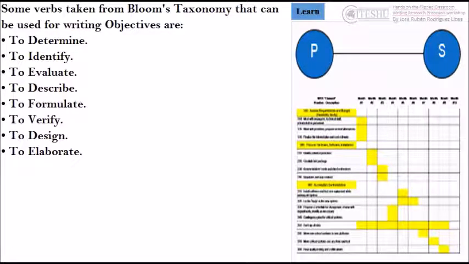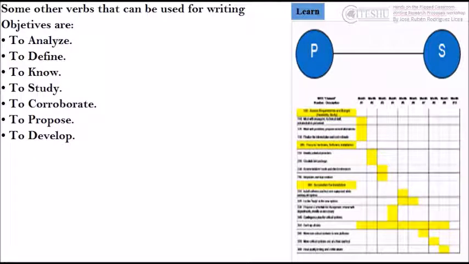Some verbs taken from Bloom's taxonomy that can be used for writing objectives are to determine, to identify, to evaluate, to describe, to formulate, to verify, to design, to elaborate. Some other verbs that can be used for writing objectives are to analyze, to define, to know, to study, to corroborate, to propose, to develop.